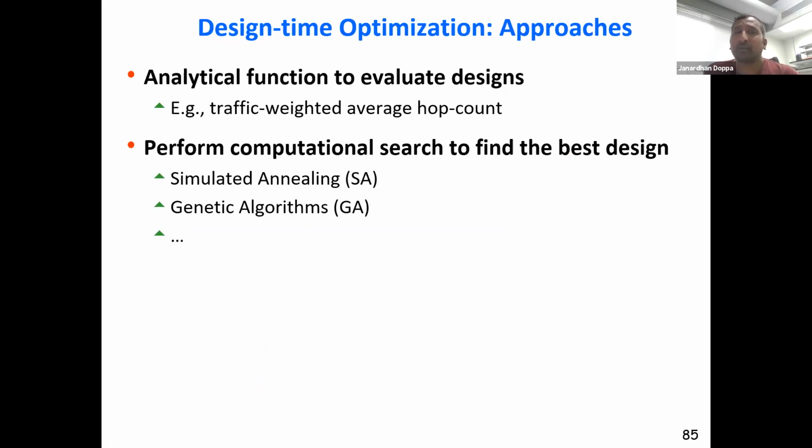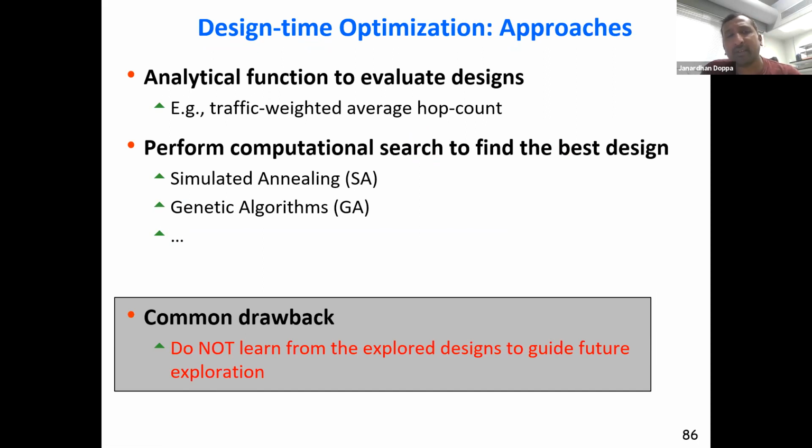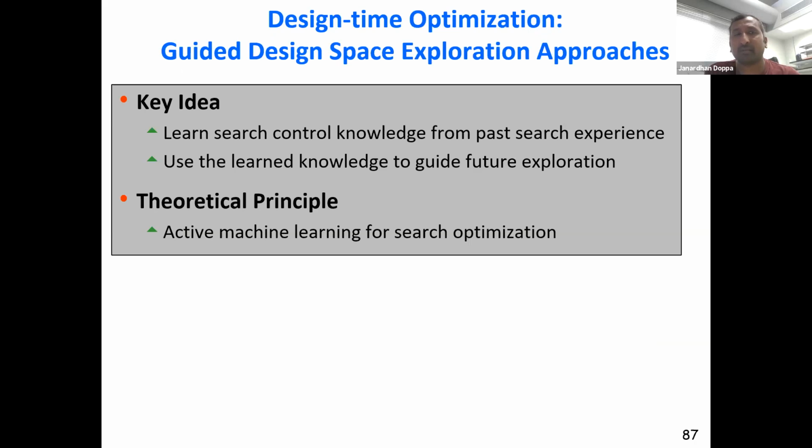Because this is a combinatorial search problem, you can use a variety of search algorithms, including simulated annealing, genetic algorithms, and so on, that have been used not only in the EDA community, but also in other communities, right? But one common drawback, especially when you have a complex design optimization problem and very large design spaces, is that these algorithms do not tend to learn from the designs explored in the past to guide the future exploration, right? Whatever you have learned from your past exploration, you want to put it to use so that you only explore the most promising regions, right?